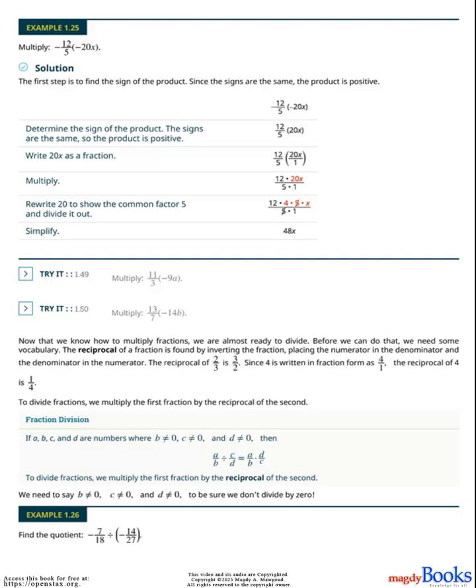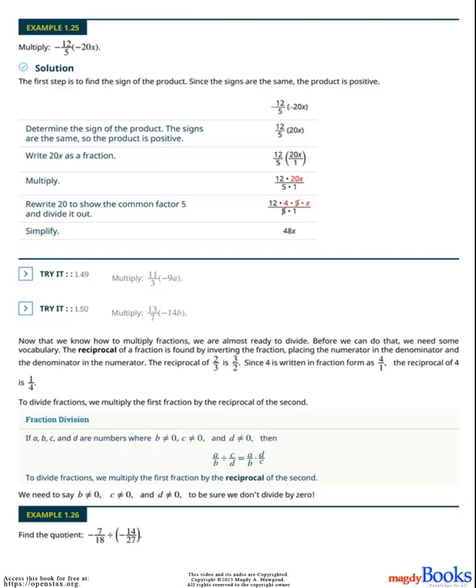Since the signs are the same, the product is positive. Negative 12 over 5 times, open parenthesis, negative 20x, closed parenthesis. Determine the sign of the product. The signs are the same, so the product is positive. 12 over 5 times, open parenthesis, 20x, closed parenthesis. Write 20x as a fraction. 12 over 5 times, open parenthesis, 20x over 1, closed parenthesis.